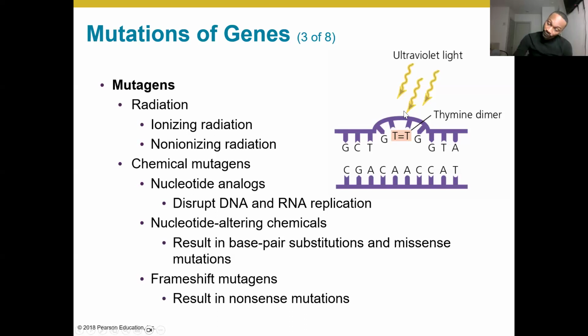Mutagens, remember this, such as radiation. For example, ultraviolet light can create these thymine dimers. Notice how you have this covalent linkage between two thymines. That's a thymine dimer, and that's what ultraviolet light does. That's what sunlight does to your DNA. It creates these thymine dimers.